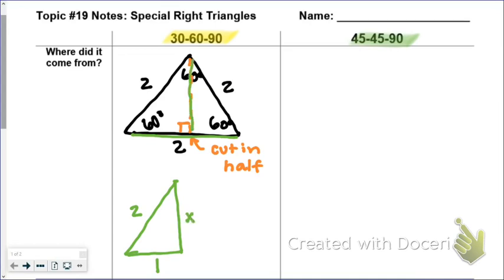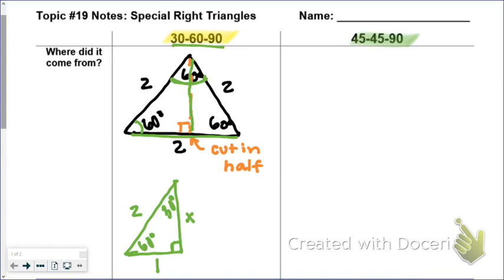We know that we dropped down an altitude, so this is 90 degrees. We have an equilateral triangle, so this one is going to stay 60, but we took this one and cut it in half, so this one becomes 30. And that's where our 30, 60, 90 comes from.